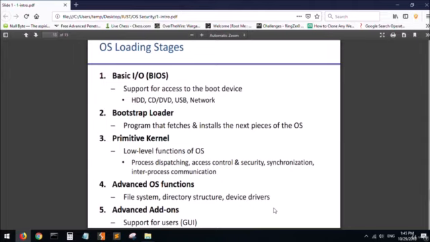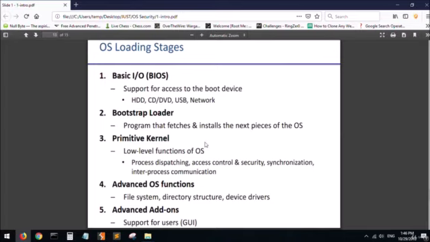Now, how does the operating system load, or what is the OS loading stage? The first thing is the BIOS, basic input output. It provides support for access to the boot device, HDD, CD, USB, and how to access our network. We put the rules for how to access. Now the other stage, the bootstrap loader, a program that fetches and installs the next piece of the OS. The bootstrap loader is the part that loads the kernel. This is a small program that can be found on the hard drive.